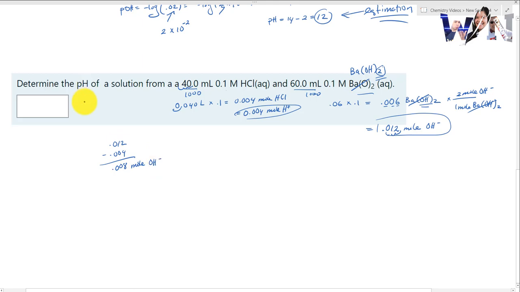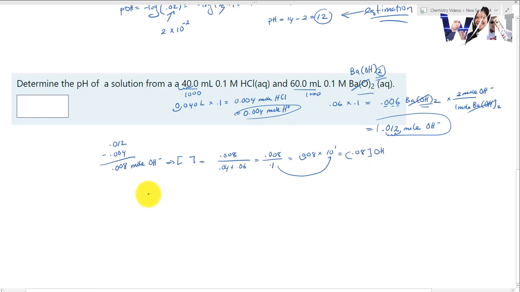Again, we cannot solve for pH directly. We have to solve for pOH first, but we have to convert this to molarity by dividing by the volume. So we have 0.008 divided by the volume, 0.04 plus 0.06, which is 0.1. It's the same process. When you do this in your head, it's a lot easier: times 10 to the 1. So we have 0.08, and that is the concentration of OH minus.